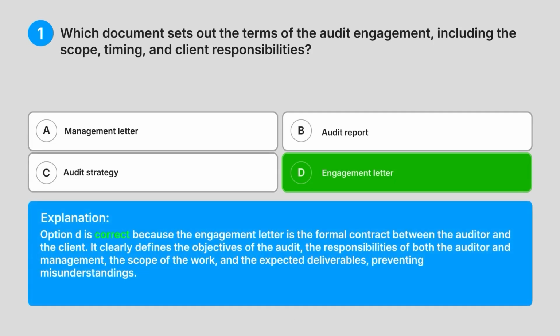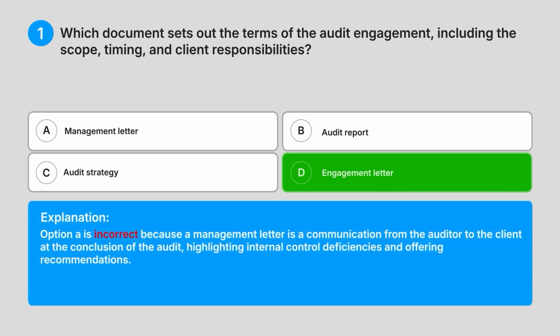Explanation: option D is correct because the engagement letter is the formal contract between the auditor and the client. It clearly defines the objectives of the audit, the responsibilities of both the auditor and management, the scope of the work, and the expected deliverables, preventing misunderstandings.